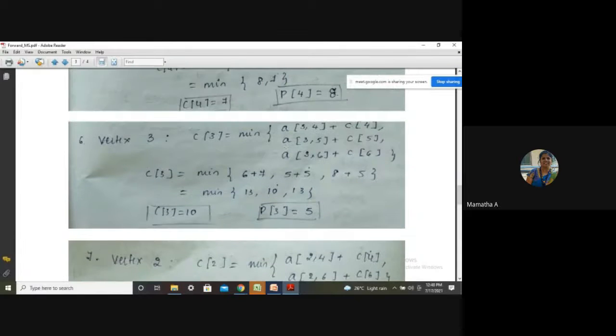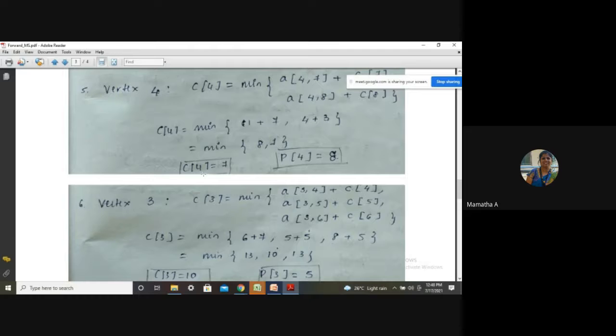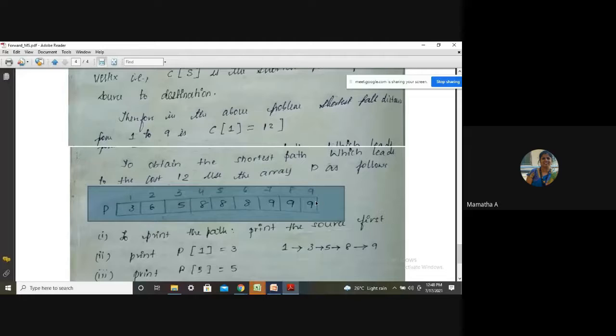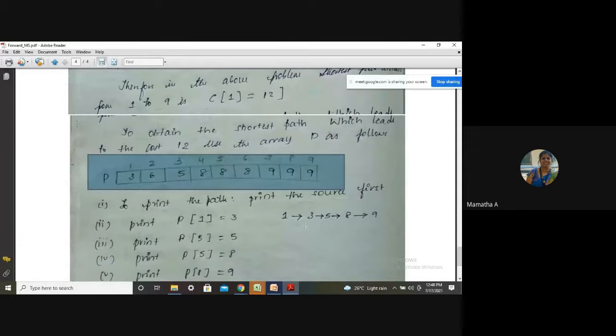Whatever you have done, that's the reason I have blocked it, right? Just fill it here, and you just print the path. So how do you print the path? First, print the source first. That means first print 1, which is the source vertex. Then 1, arrow mark. Then after that, print P of 1.